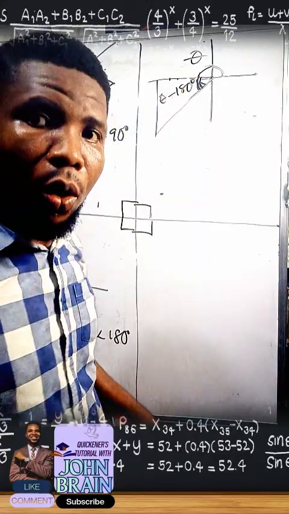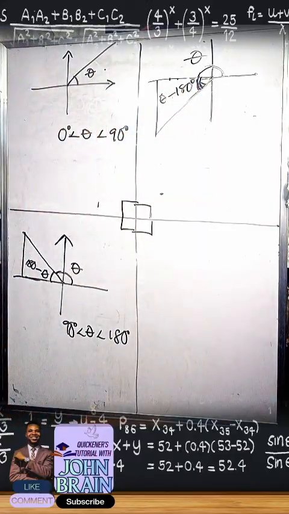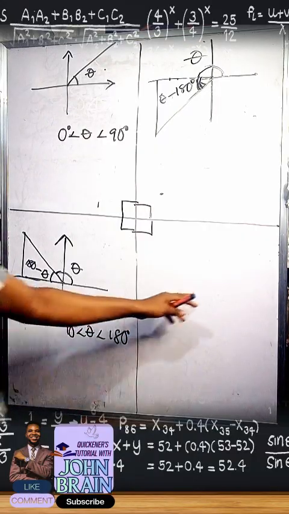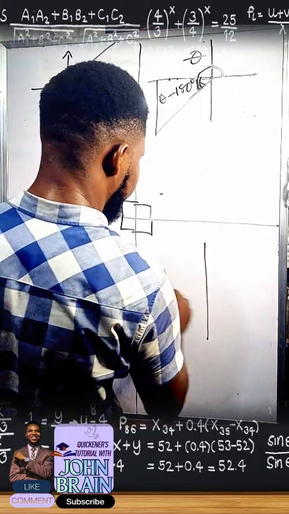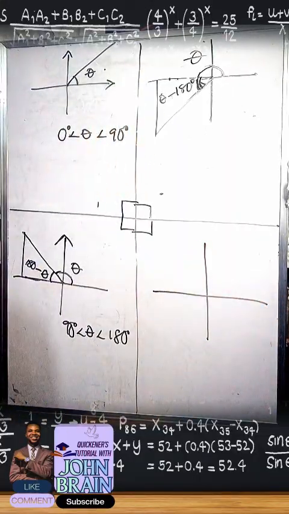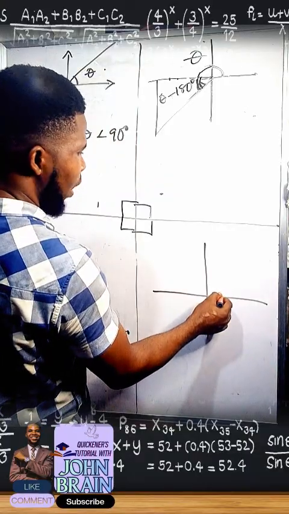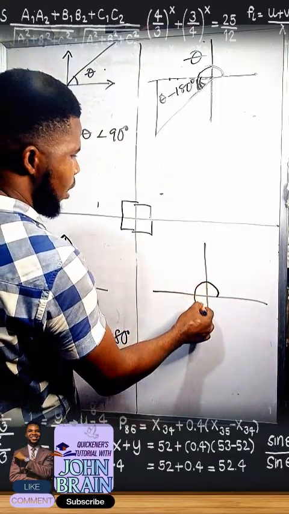Theta minus what? 180 degrees. I hope you understand that. So now let's go to the fourth quadrant. Let's draw that fourth quadrant. The fourth quadrant are angles from where? From this place to this place and to this place.